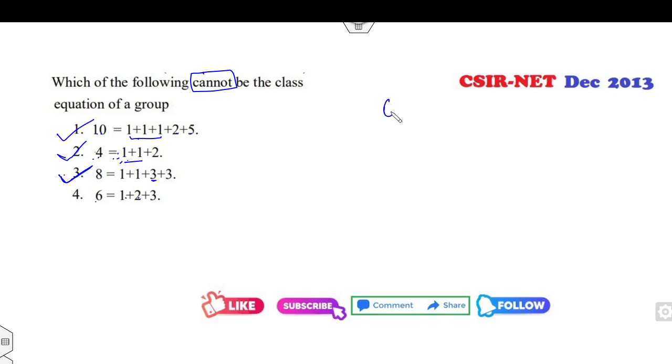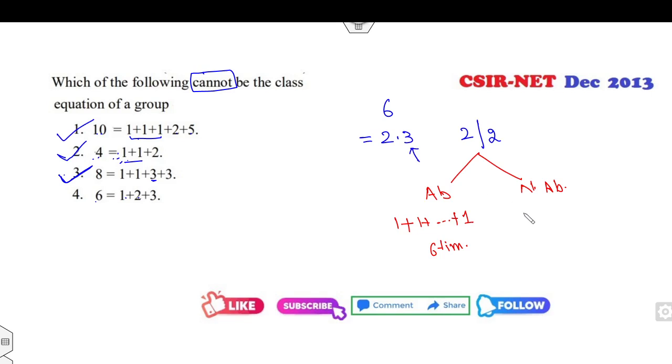Look at the last option, 6. 6 I can write as 2 into 3. Fine. And 2 divides 3 minus 1. So you have two options. One is abelian, second is non-abelian. If it is abelian, the class equation is unique, that will be 6 times. If it is non-abelian, then you have to write this quantity as 1 plus how many times? 3. How many times have you written? 2 minus 1 time. That's 1 time. What is the quotient? 1. So you have to repeat this quantity 2 how many times? 1 time. So yes, this is the correct answer. But we need a "cannot". So the right options are A, B, C.